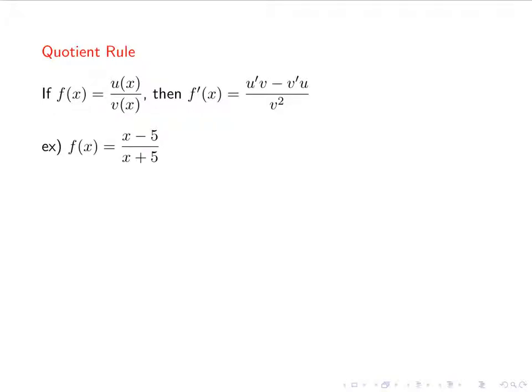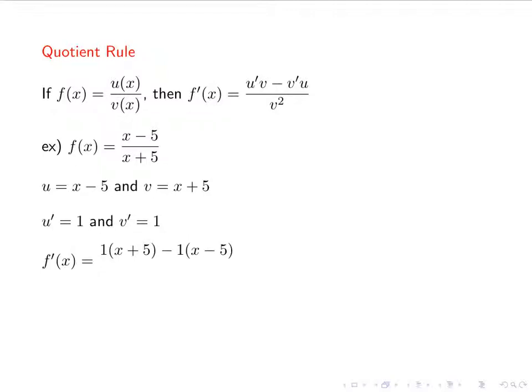The first one is x minus 5 over x plus 5. U is the top, x minus 5. V is the bottom, x plus 5. When we differentiate them, we both get 1. And so I'm going to start putting it into the formula. So u prime v is 1 times x plus 5 minus v prime u, 1 times x minus 5, all over v squared, x plus 5 squared.